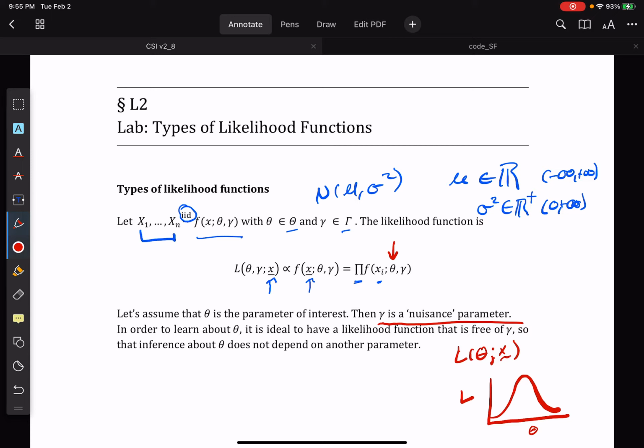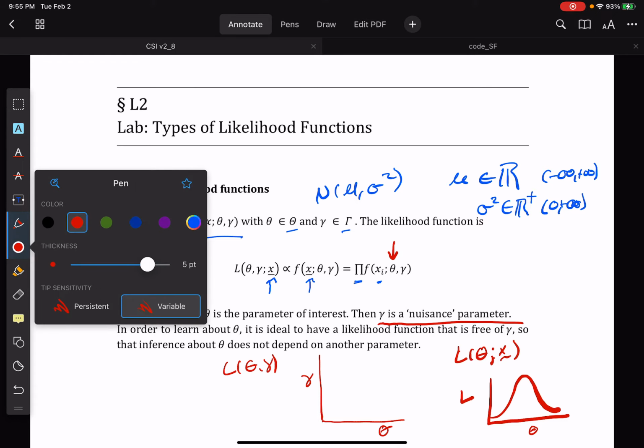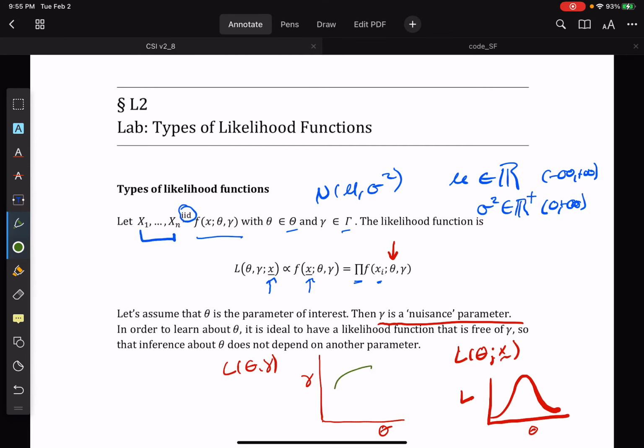Now, of course, with two parameters, when you have L of theta and gamma, you might have theta here, gamma here, and then of course you get contours. I'm going to just change the color. And so you might have a contour plot here for your likelihood, because your likelihood's not one-dimensional, it's two-dimensional. And in here is your maximum point. That might be theta hat, gamma hat.